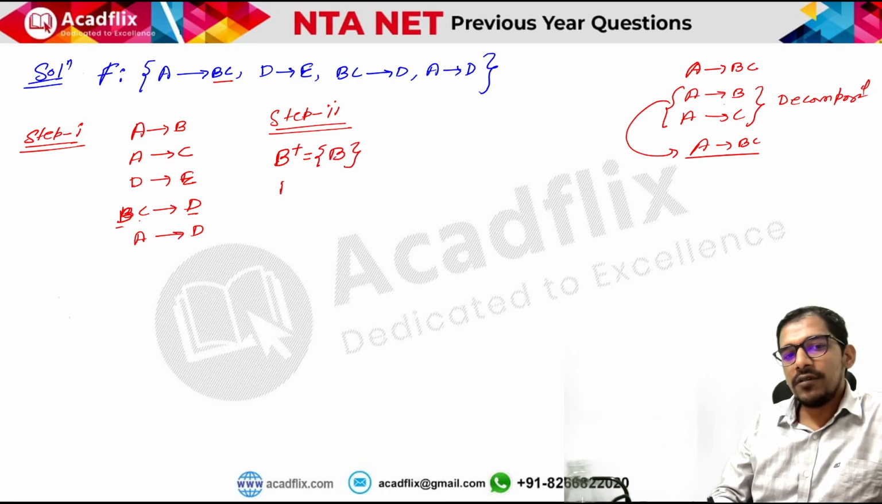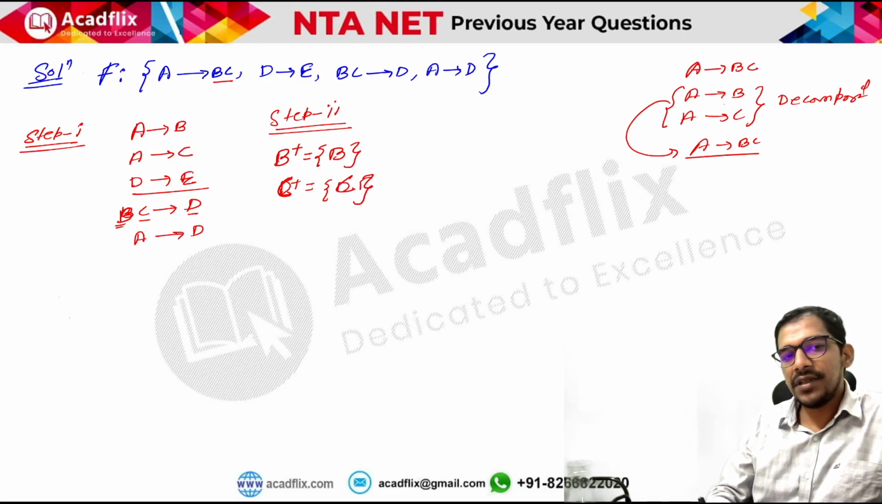And if you take the closure of D, what can you determine? From D you can determine only E, that is DE. Sorry, we need to take the closure of C. So C closure, that means what you can determine from C. From C you can determine only C. That means none of them can be removed because none of them alone can determine D. So we cannot minimize any of these.